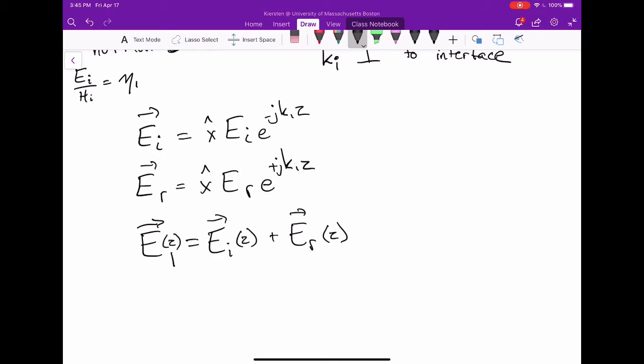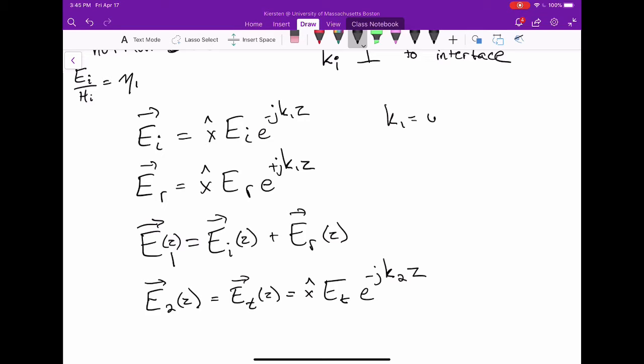In medium 2, we only have the transmitted wave. So E2 is ET of z, which is equal to x hat ET e to the minus j k2z. Remember that k1 is omega square root of epsilon 1 mu 1, and k2 is omega square root of epsilon 2 mu 2.